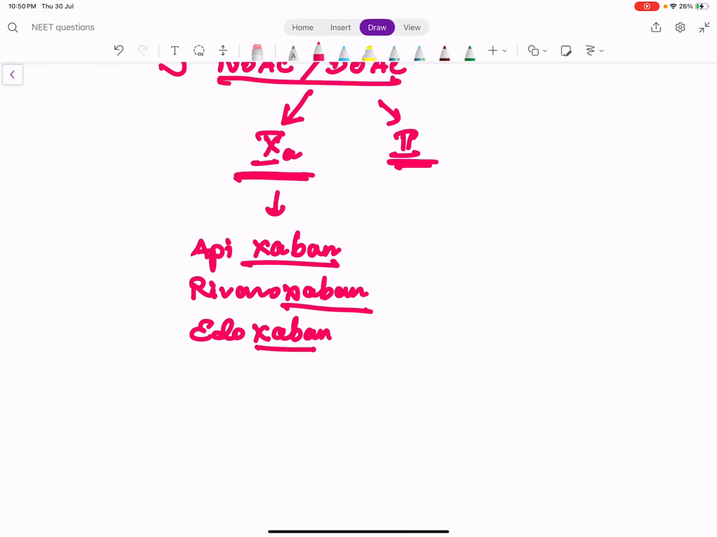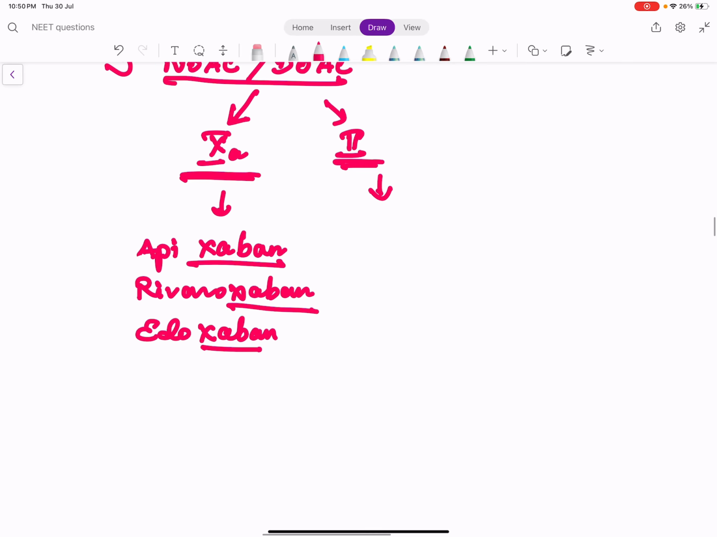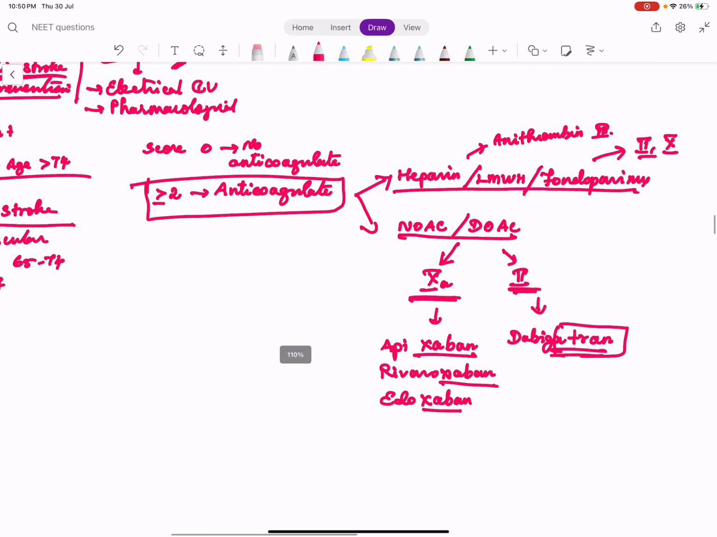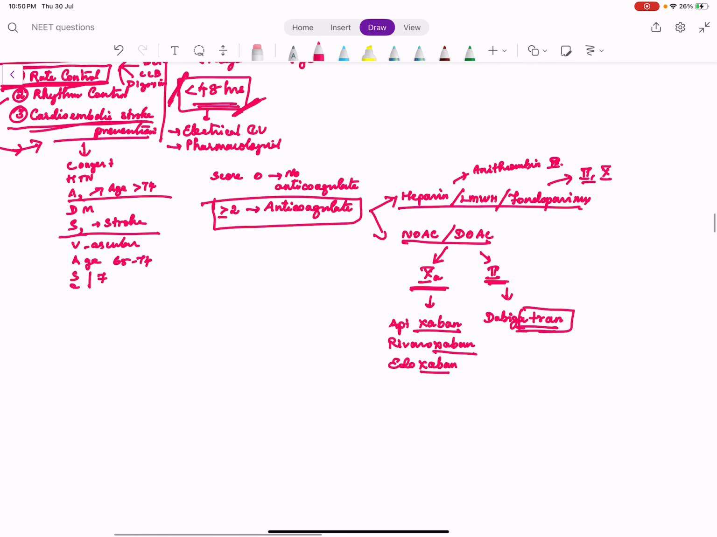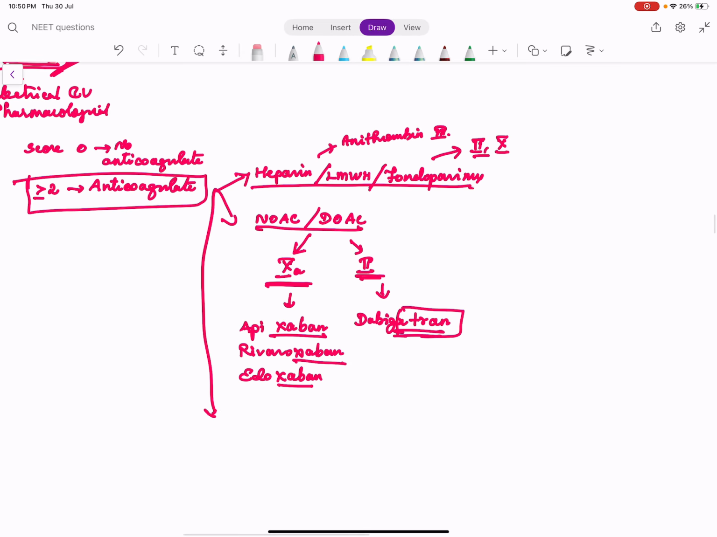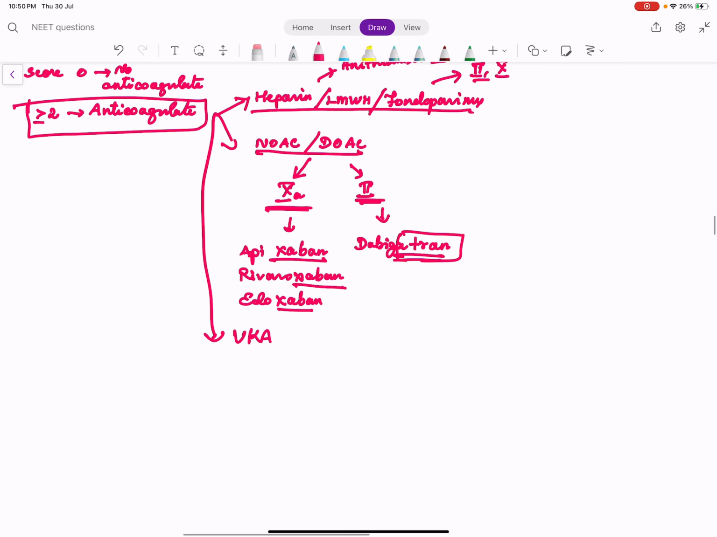Factor 2 inhibitors, I already told you, factor 2 is prothrombin, it gets converted to thrombin. So thrombin antagonist. So remember the drug dabigatran. Dabigatran is an oral thrombin antagonist. We have other injectable forms also, at least these are very commonly used. Okay, so either heparin is used or NOACs are used, or we have VKA, vitamin K antagonist.